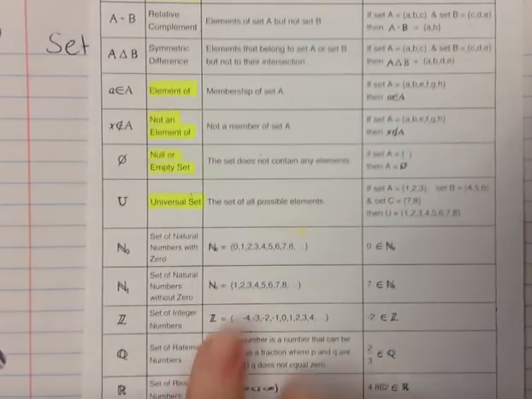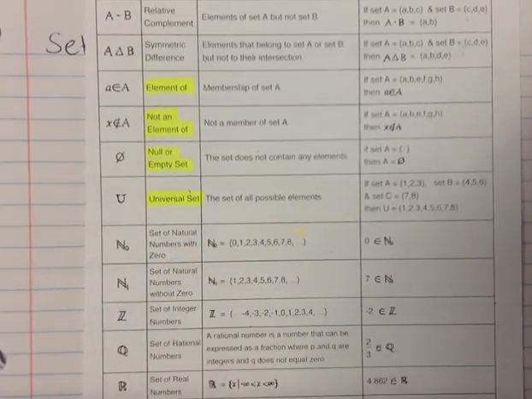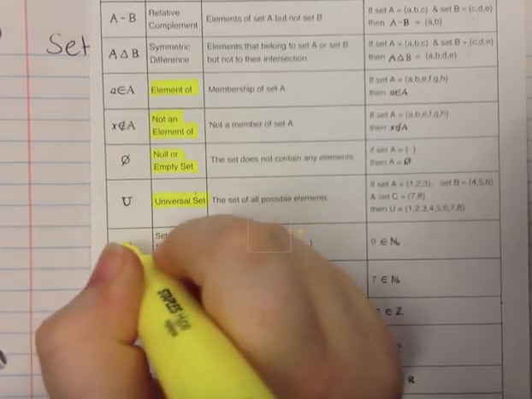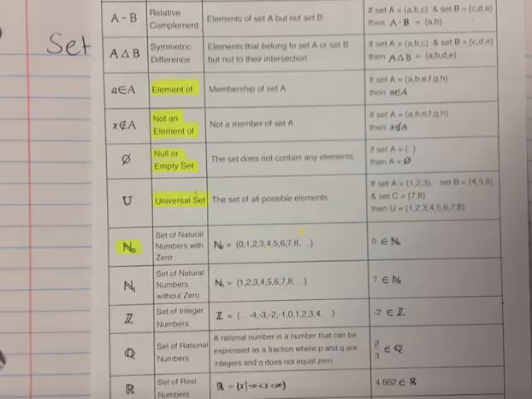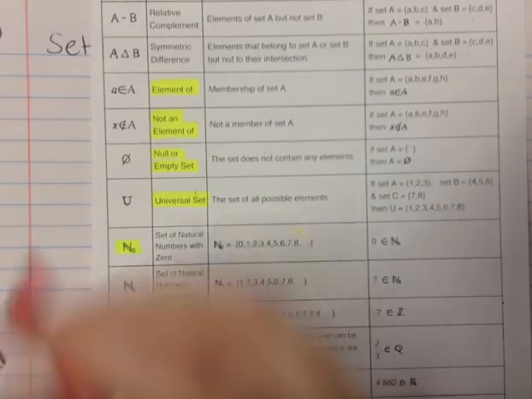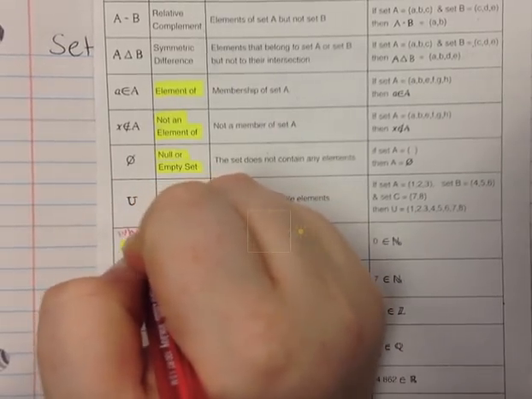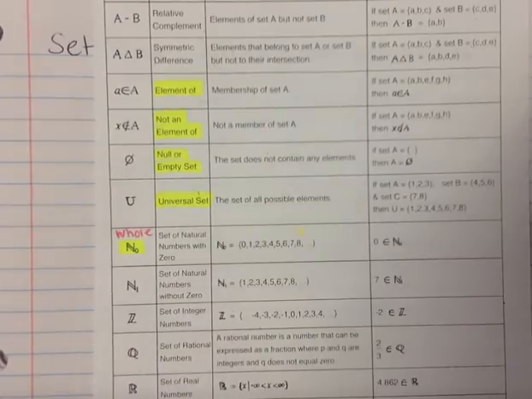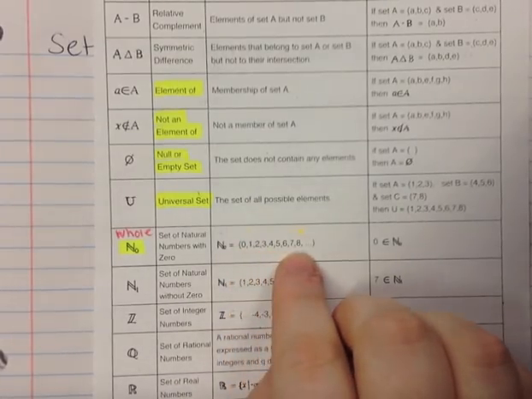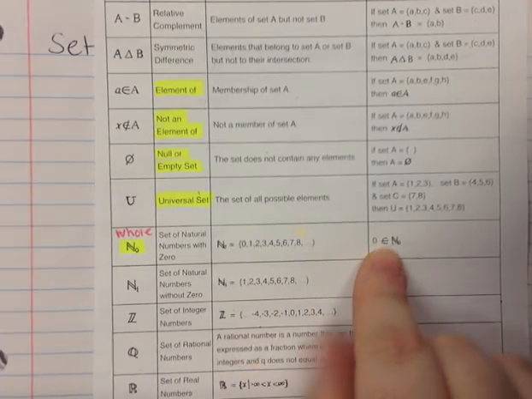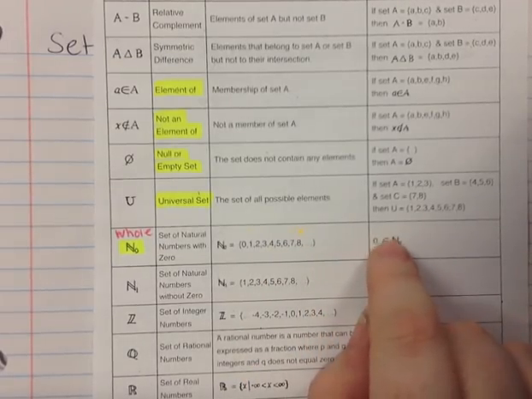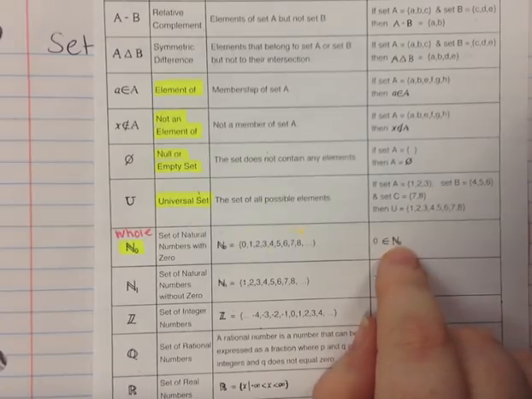The next one is the set of natural numbers with 0. Another word for that is a whole number. Those are whole numbers. So 0, 1, 2, 3, 4, 5, 6, 7, 8, and so forth. So it says 0 is an element of the whole numbers. So that is that fancy N with the 0 subscript, because it's saying that it does include the 0.